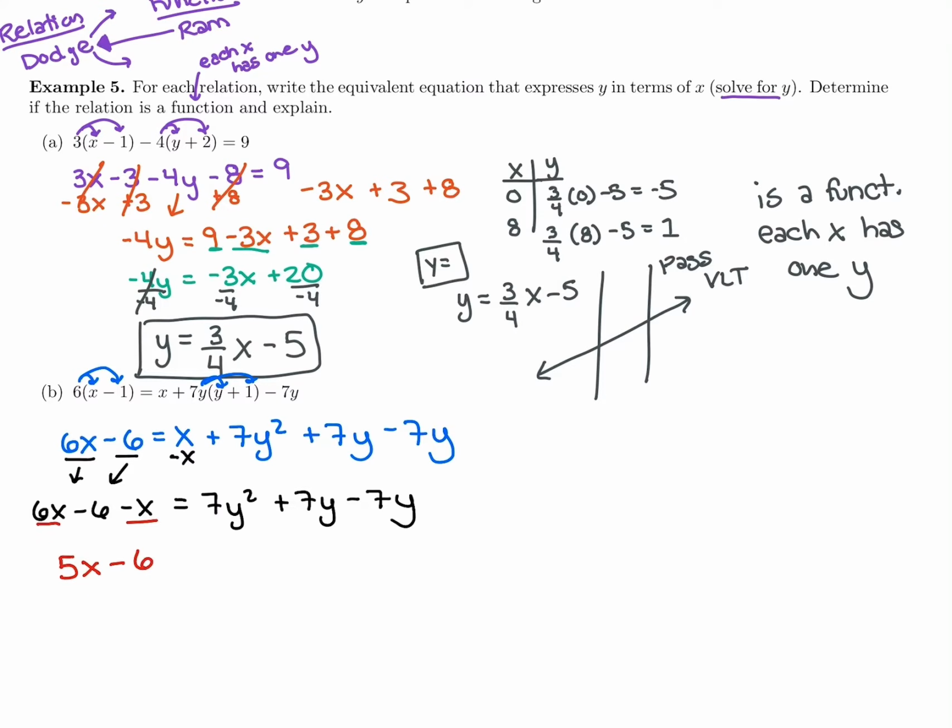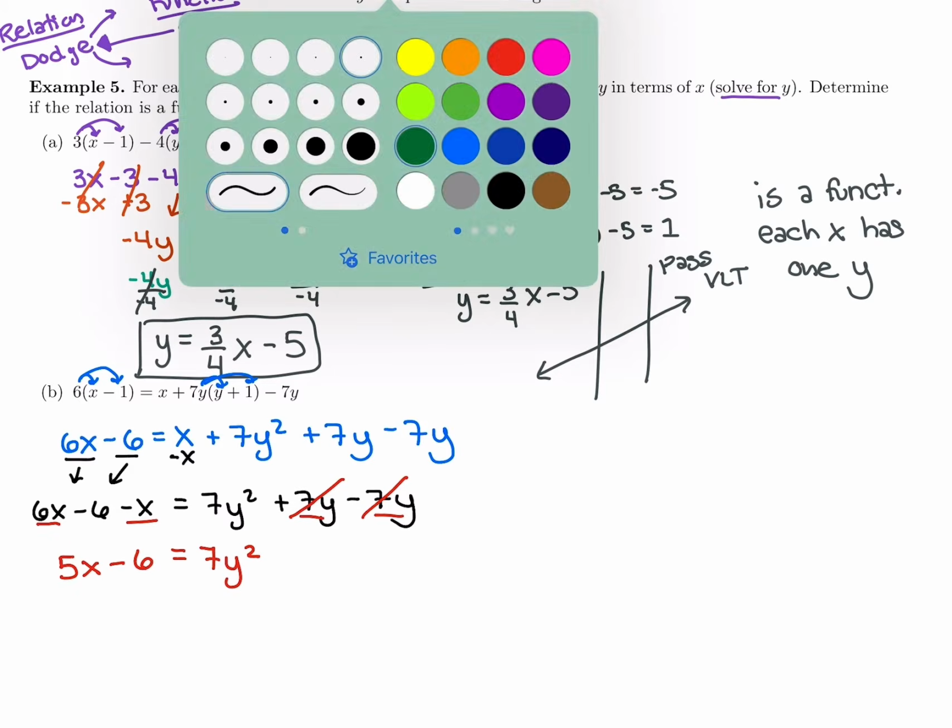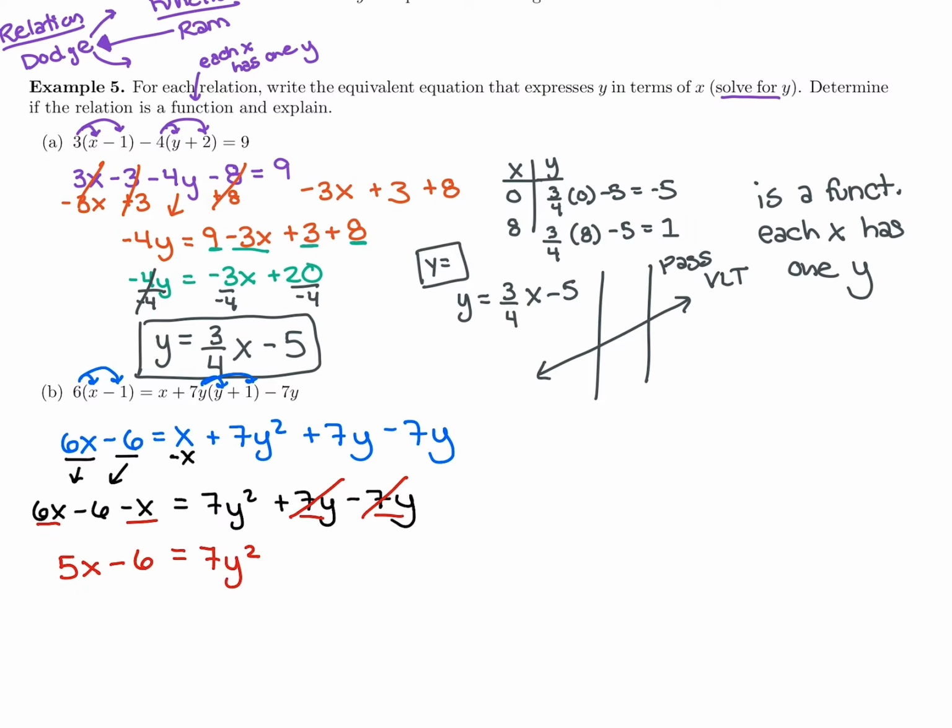And I have a minus 6 equals, and on the right side, I have 7y minus 7y. So 7 minus 7 is going to give me 0y. So they're going to cancel out, and I'll just have 7y squared. I'm getting closer to having y by itself, but I'm not quite there. I need to divide both sides by 7. So that's going to give me 5/7 x minus 6/7 equals y squared.